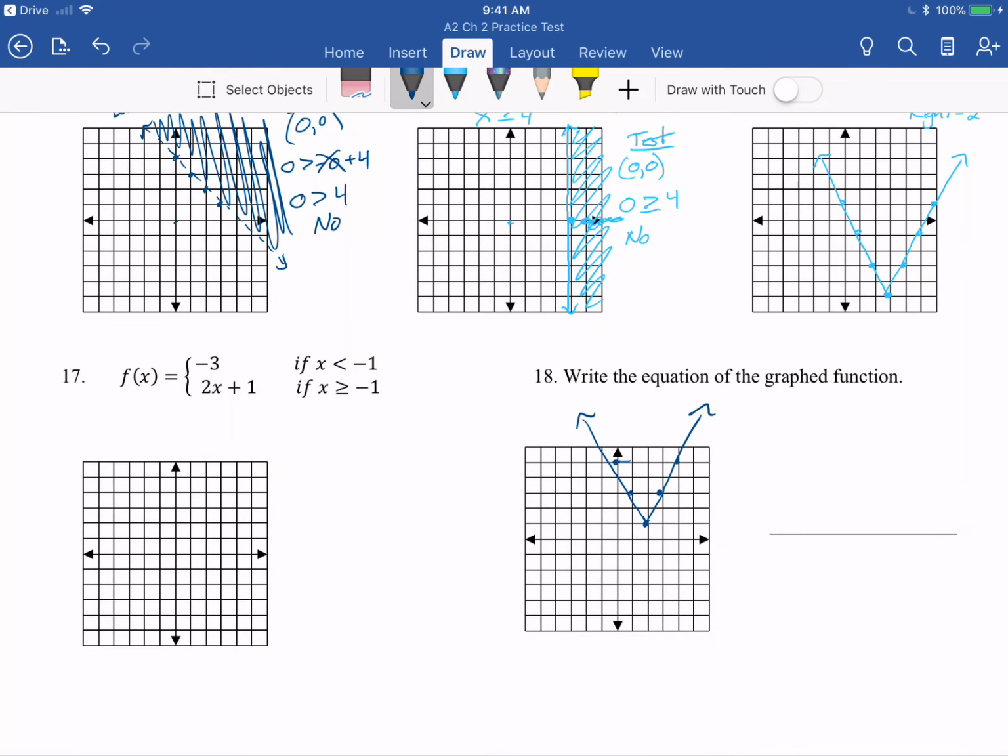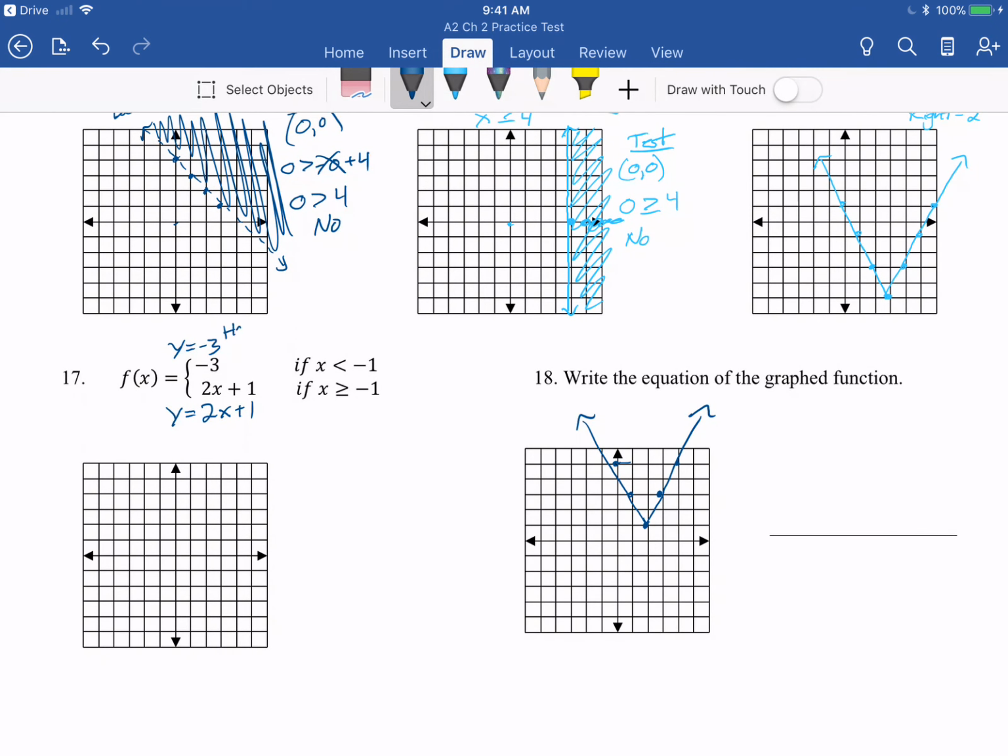Number 17 is this piecewise function. So I have to graph y equals negative 3, and I have to graph y equals 2x plus 1. All right, remember that we're going to graph these guys, and then we're going to kind of erase them as we go here. So y equals negative 3 is a horizontal line at negative 3. So my y is negative 3 is right here, and then I have a horizontal line right through there.